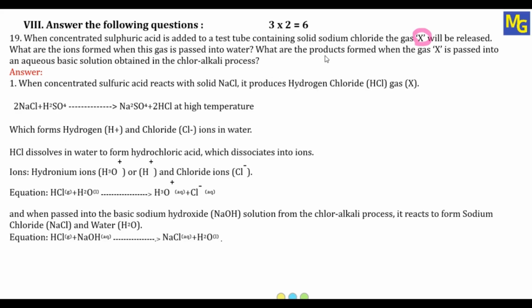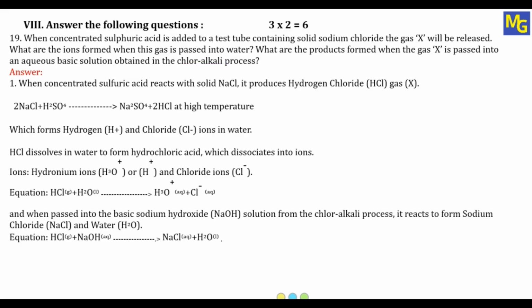Then next, what are the products formed when the gas X is passed into the aqueous basic solution obtained in the chloralkali process? So here two activities they have combined. After knowing the gas, first we have to see which ions it will form when it is passed into water, and then we have to take the gas and pass it into the aqueous basic solution formed in the chloralkali process. And which is the basic solution formed in the chloralkali process? It is NaOH. So we are going to pass that gas into this NaOH. So take the gas, combine with NaOH, and write down the product which will form.